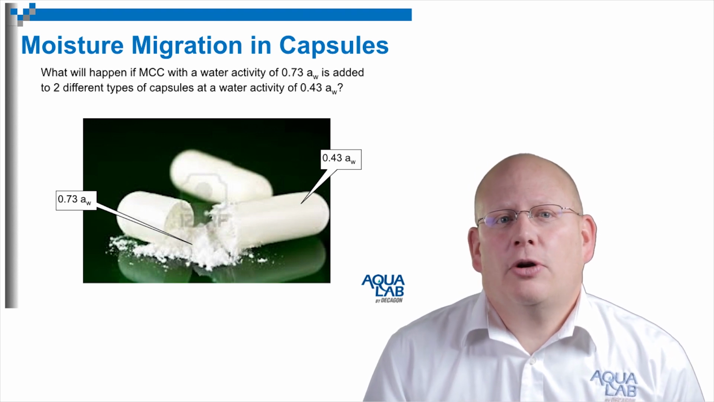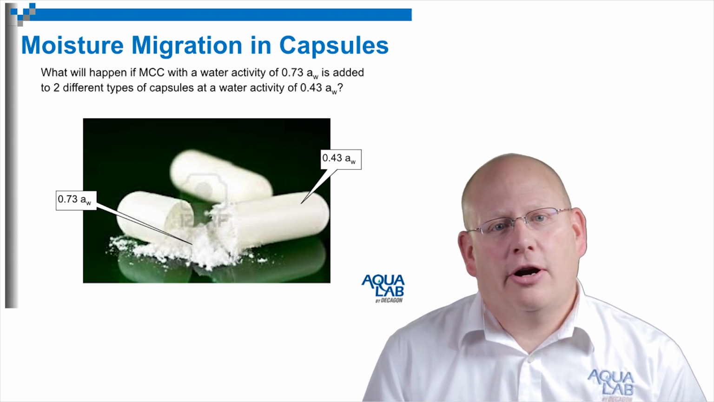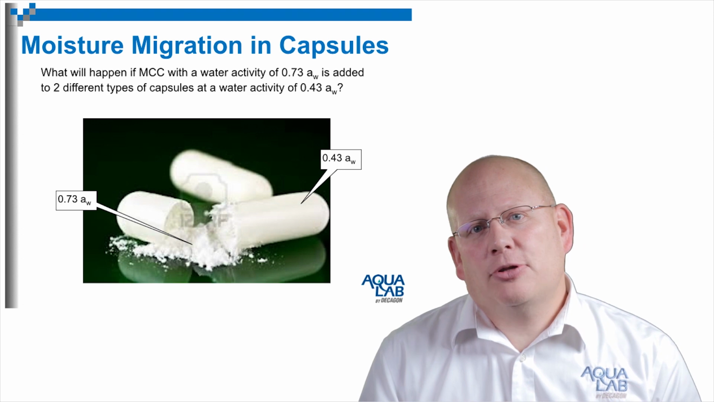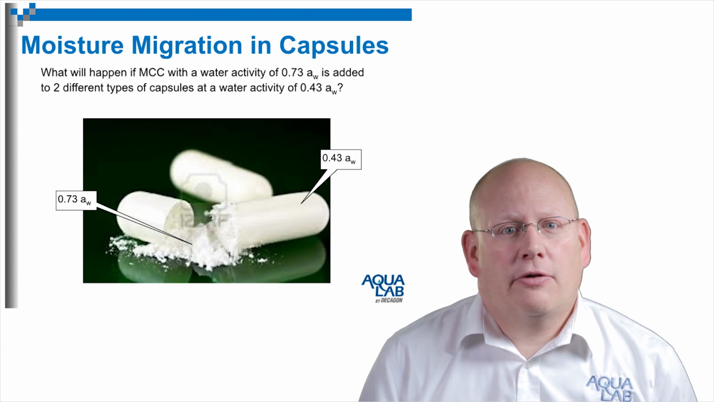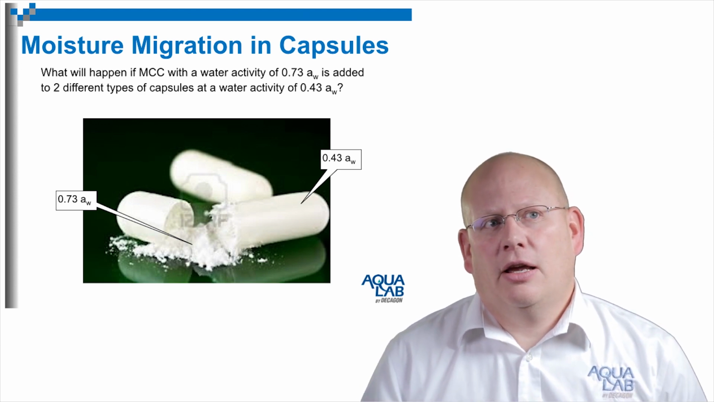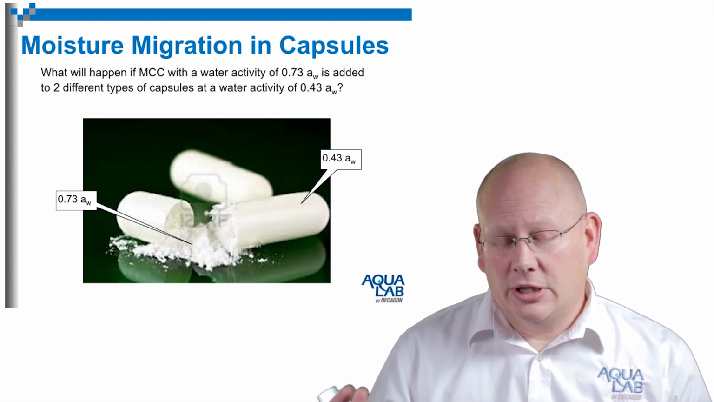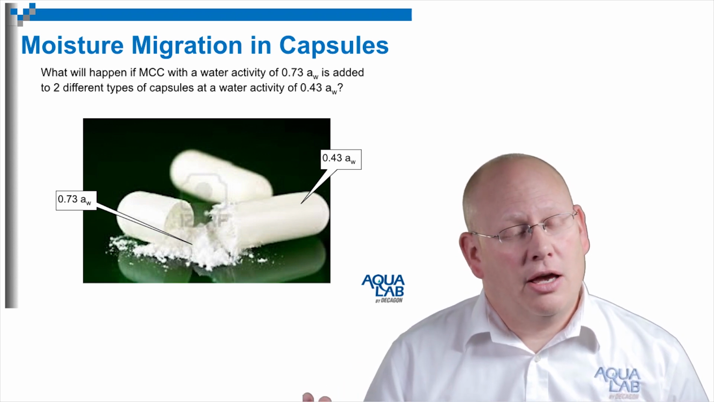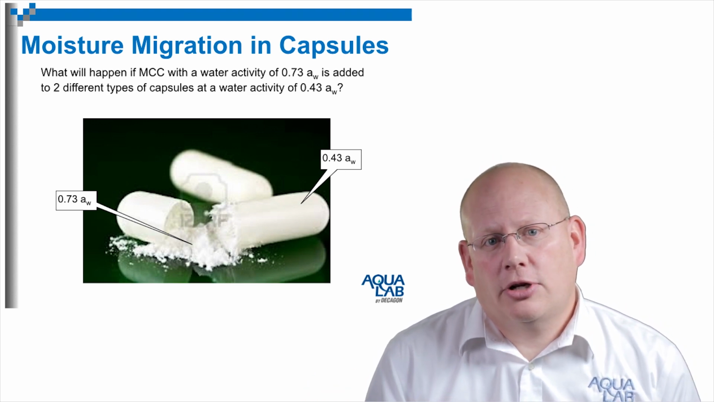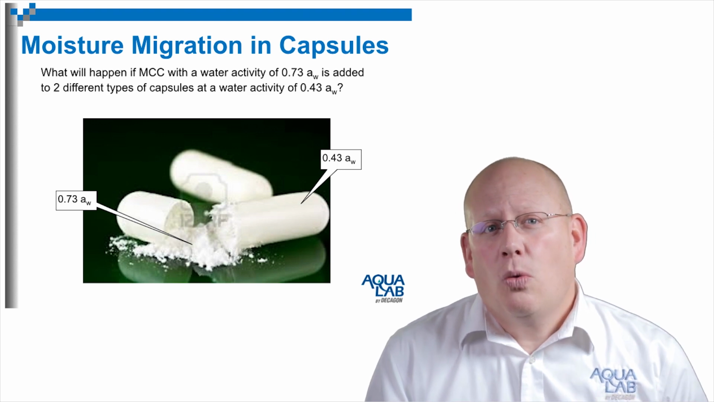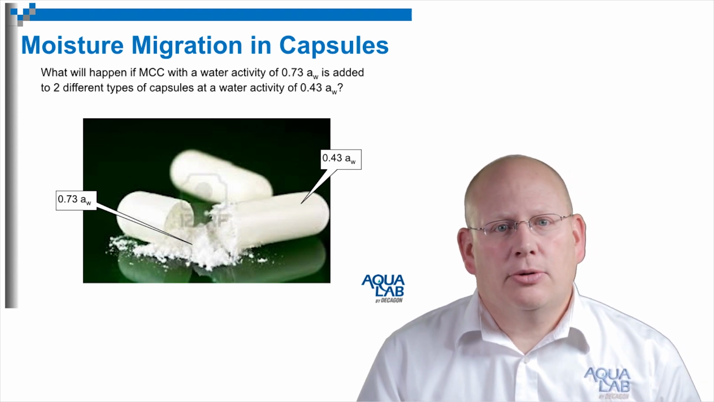So the question here is, what would happen if you were to put MCC inside of a capsule, and the MCC is at a very high water activity at 0.73, whereas the capsule is at a very low water activity at 0.43. And these ratios are quite large, and that was, of course, to be able to clearly see what's going to happen. But in reality, those ratios would likely not be that large. But in a similar way, if you were to put them together at different water activities, they are going to exchange moisture and come to some equilibrium water activity. What will that water activity be, though? Where will they come to equilibrium?